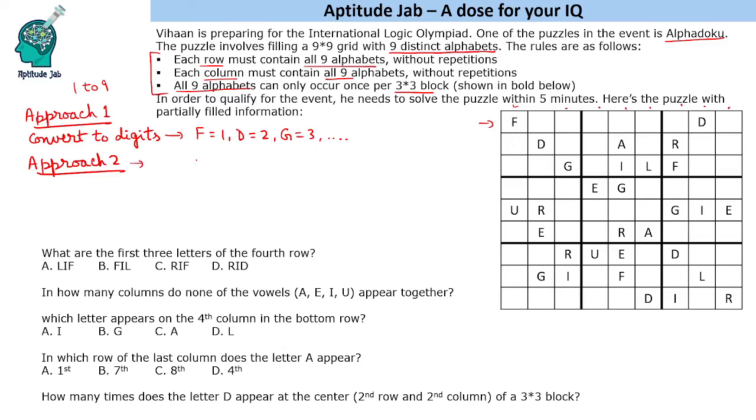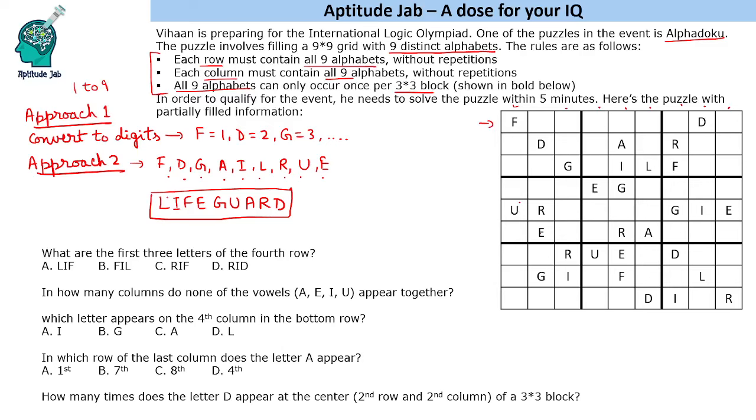Okay, second approach is write all the alphabets. Okay, so we have f, d, g, a, I, l, then we have r, and then we have u. g we have already used. I think one of the letters missing is e. So these are the 9 alphabets that are being used. To make this problem slightly simple, I took alphabets such that they spell the word lifeguard. So do let me know in the comments how many of you were able to figure out this lifeguard thing before me discussing this fact. Okay, some of you must have discovered that if you scramble these letters, you will get the word lifeguard.